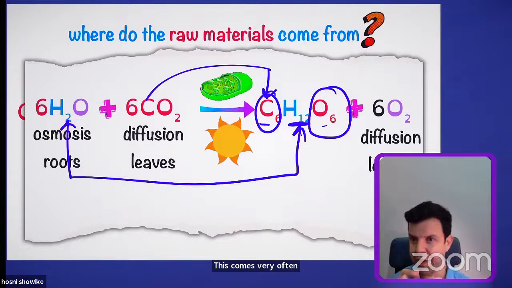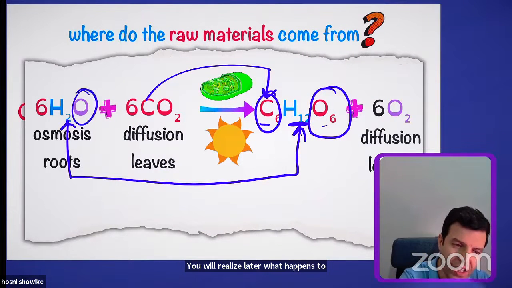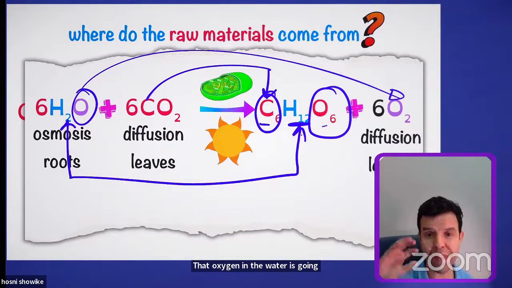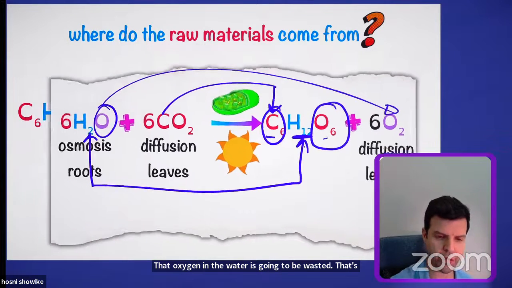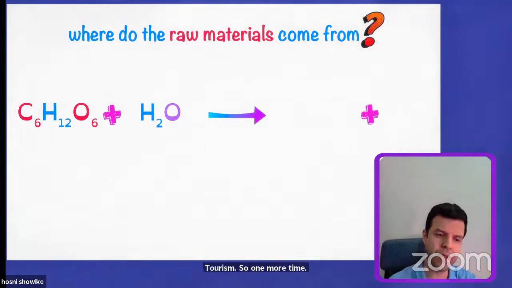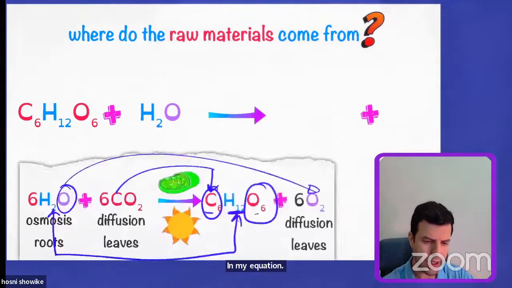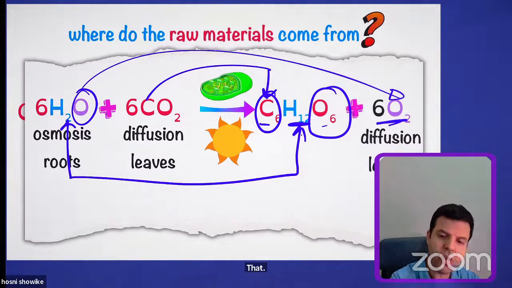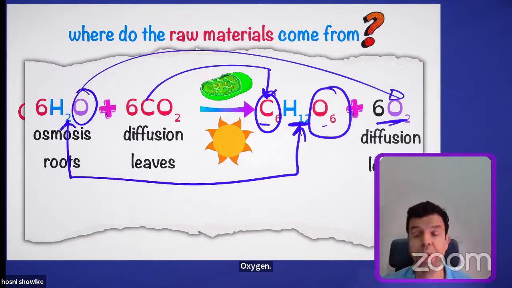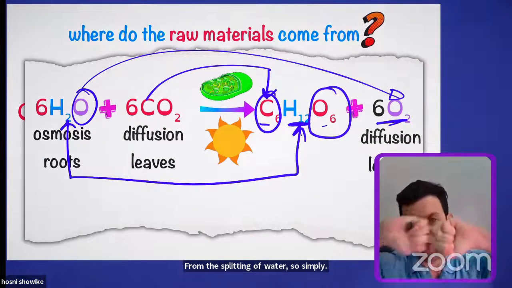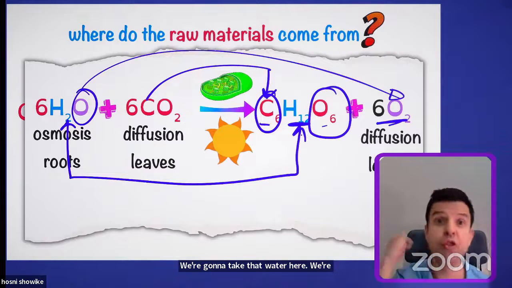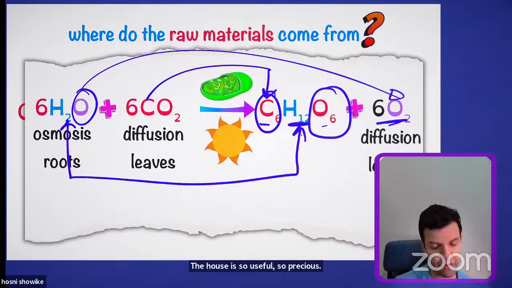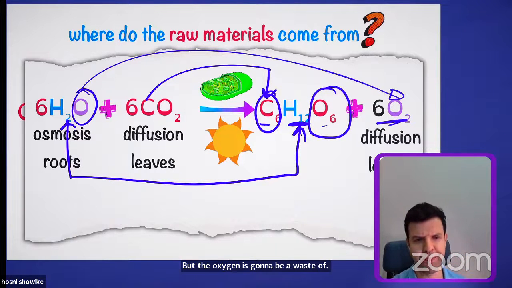You will realize later what happens to that oxygen. Do you see that oxygen here? That oxygen in the water is going to be wasted. That's the waste material of photosynthesis. So one more time. In my equation, you get that oxygen, and that oxygen comes from the splitting of water. So simply, we're going to take that water here, we're going to split it into hydrogen and oxygen. The hydrogen is so useful, so precious, but the oxygen is going to be a waste material. Okay, great.